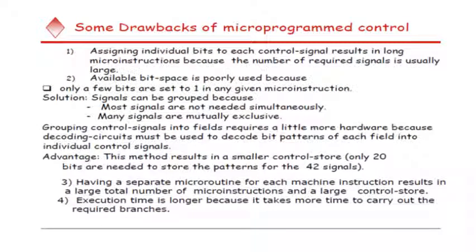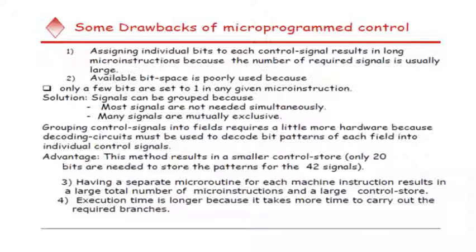Let us now discuss some drawbacks of microprogrammed control. Assigning individual bits to each control signal results in long microinstructions because the number of required signals is usually large. The next thing is that available bit space is poorly used because only a few bits are set to 1 in any given microinstruction.